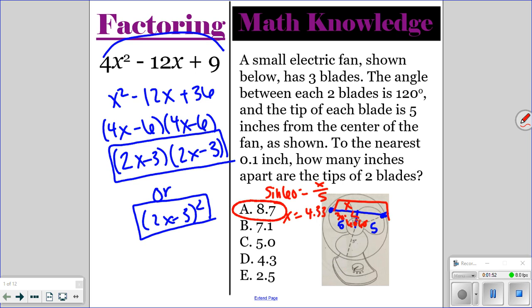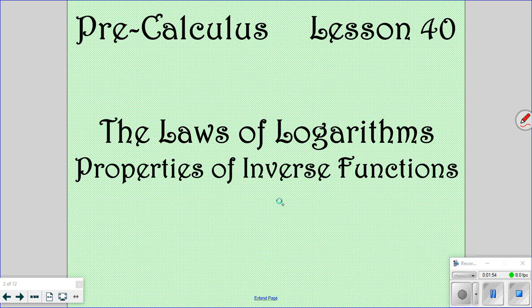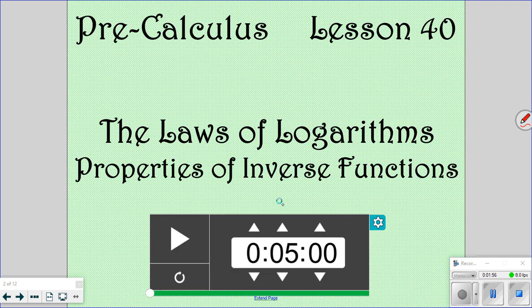All right, so now we're going to be looking at lesson 40. We're going to look at the laws of logarithms and the properties of inverse functions. But before we do that, you're going to have your second trig quiz. So y'all pause the video and get everyone a trig quiz. Put it face down on your desk, and then whenever everybody's ready, y'all unpause the video and I'll get the timer started. Okay, on your mark, get set, go.